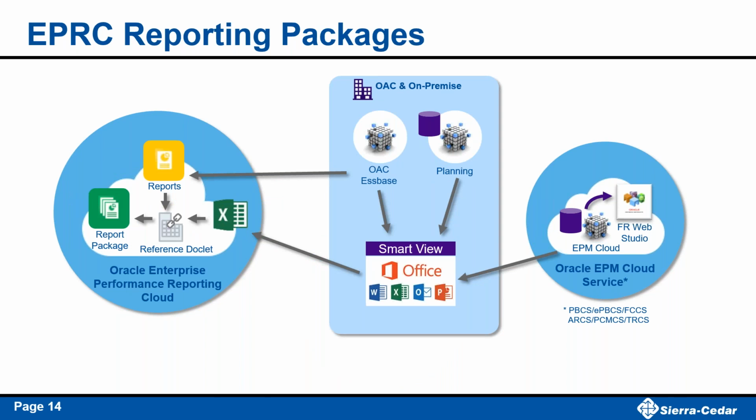With EPRCS reporting packages, the key here, which Jay is going to spend a lot of time on in his demonstration, is it uses SmartView as a key tool to pull together data in any format. It can be an Excel file, it could be a Word document, it could be a Microsoft Office email file, it could be a PowerPoint document. The Performance Reporting Cloud service allows you to work with all of those source documents and create what we call Doclets, which are basically reusable objects for your reporting packages.